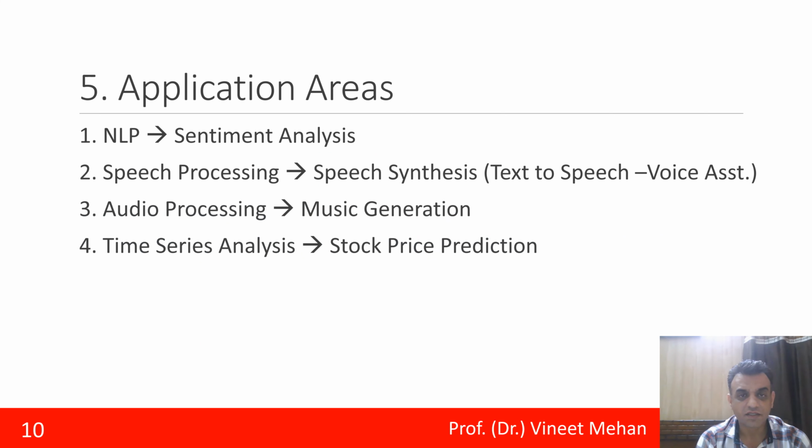Now the application areas remain the same as that of an RNN. That is, it can be used for sentiment analysis, it can be used for speech processing, where we have speech synthesis, that is text to speech conversion, for audio processing, that is automatic music generation, for time series analysis, stock price prediction. So these are a few application areas. The only difference that lies with the RNN is that all these applications can be used both for short-term sequences as well as for long-term sequences. Whereas in RNN, it is just used for short-term sequences only.